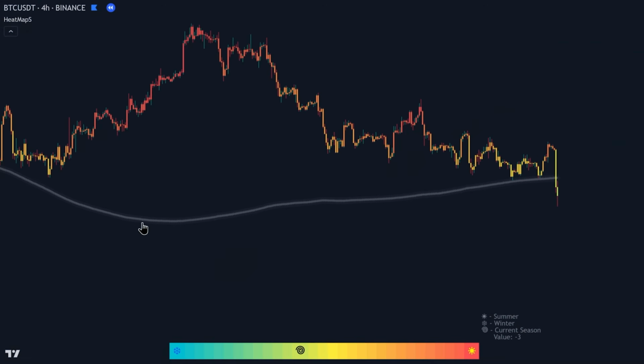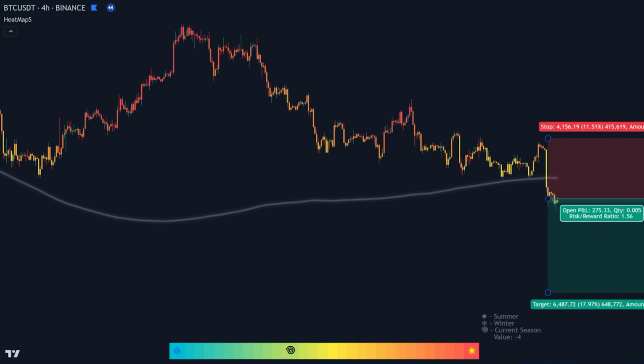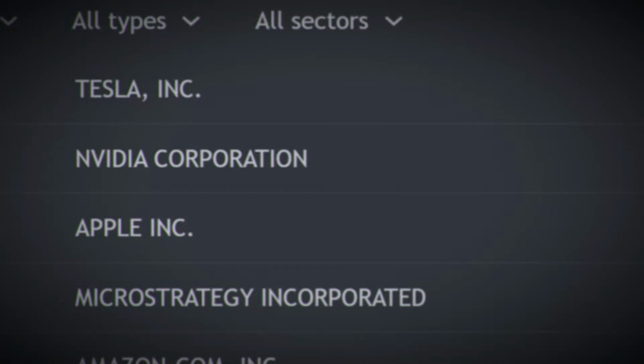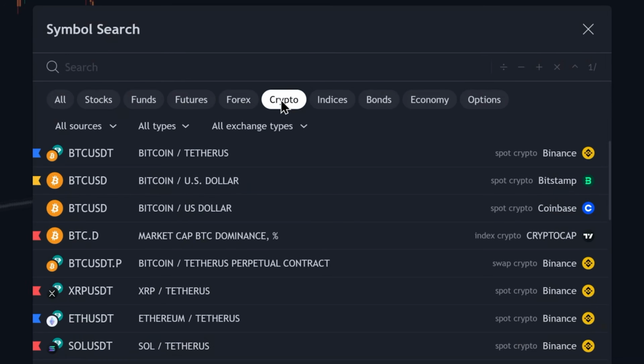The indicator also shows you a line called the regression line. This isn't just any line. For example, you can look for breakout trades around this line. This indicator works across all markets: stocks, Forex, and crypto.